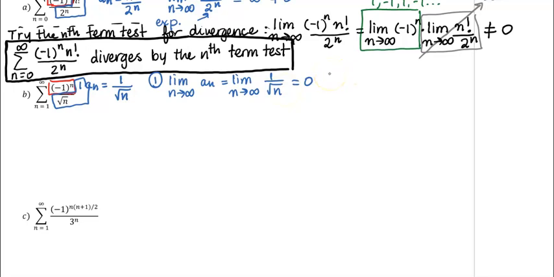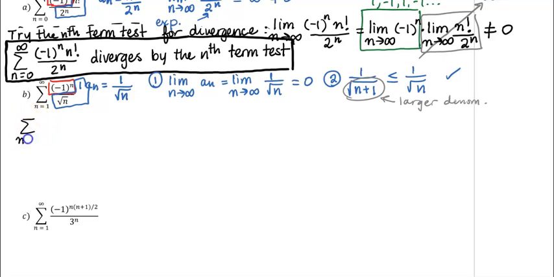The second condition for the alternating series test: is this sequence decreasing? Is the (n+1)th term of this sequence less than or equal to the nth term of this sequence? And it is, because the (n+1)th term has a larger denominator, which does mean a smaller number. So since these two conditions of the alternating series test are satisfied, we can conclude that the series converges by the alternating series test.